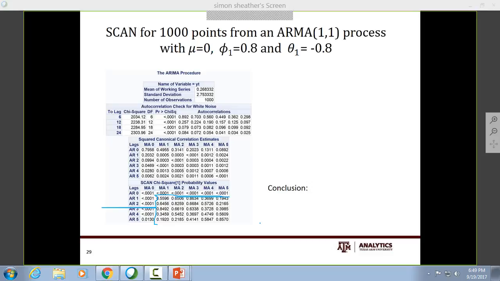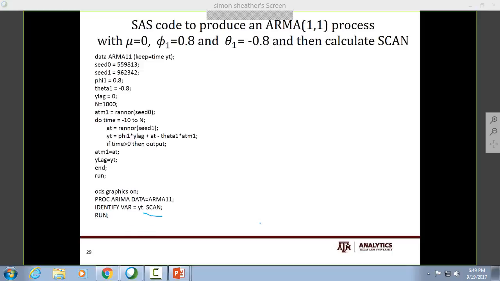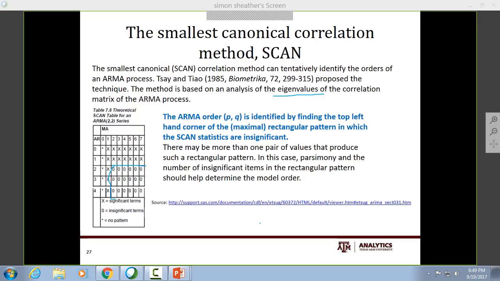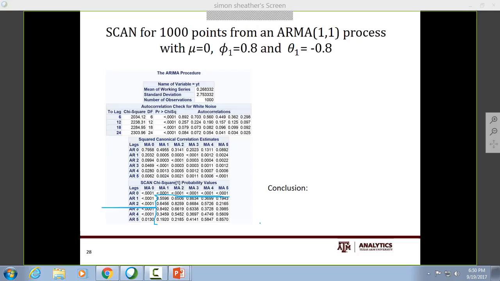Any questions? Yes, I have a question. Can you go back a couple slides? Right there. What does the word maximal mean in the blue text? The top left-hand corner of the maximal rectangle pattern? Yeah, maximal means the biggest. Oh, okay. Biggest. So it's just a fancy word, biggest. All right. Gotcha. Thank you. Yep. Nice question. Thank you.